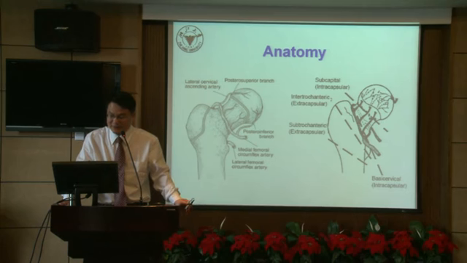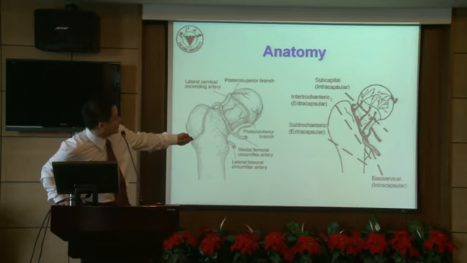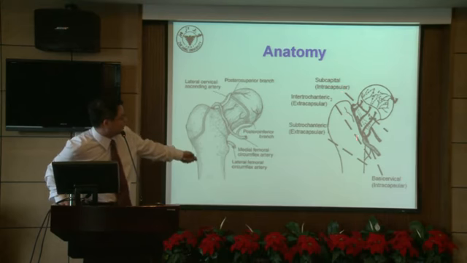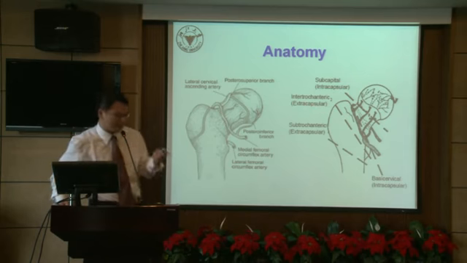There are some specific names here. If a fracture happens here, we call it a subcapital fracture or intracapsular fracture, and this is for the intertrochanteric fracture, and this is for subtrochanteric fractures.